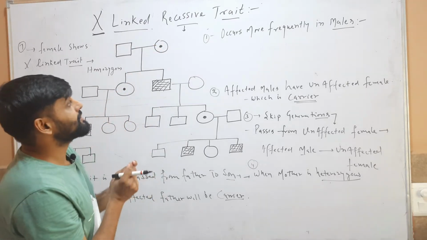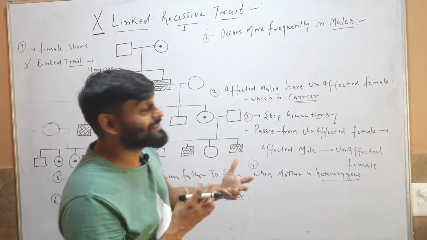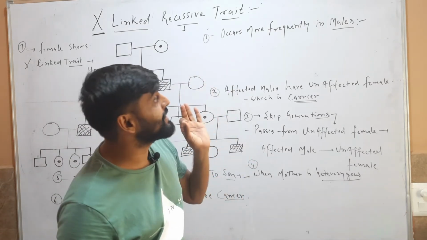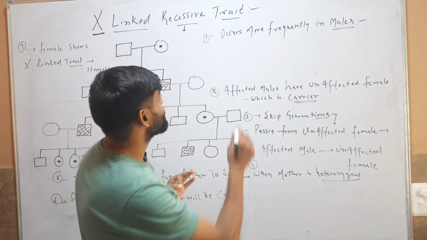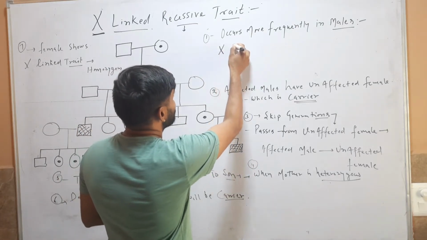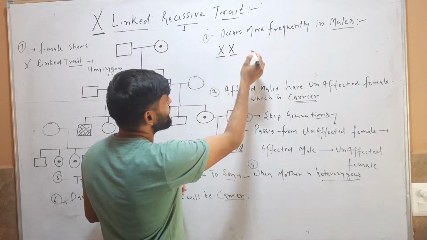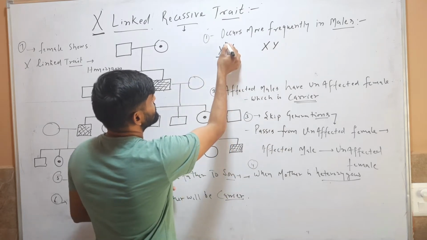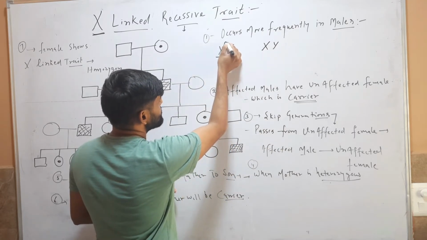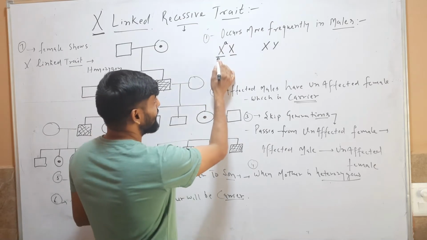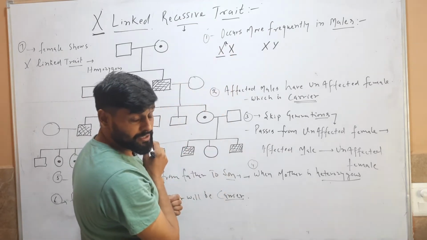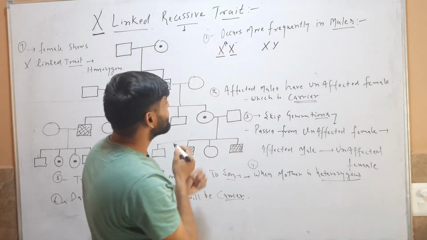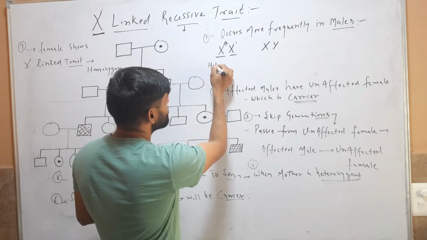What characters does an X-linked recessive trait show? First, it occurs more frequently in males than females. Why? Because a female is XX, so females have two X and males have one X, it is XY. Suppose there is a gene that is recessive, and the small a gene is present, and the other copy of that gene is not present, that means it is heterozygous.